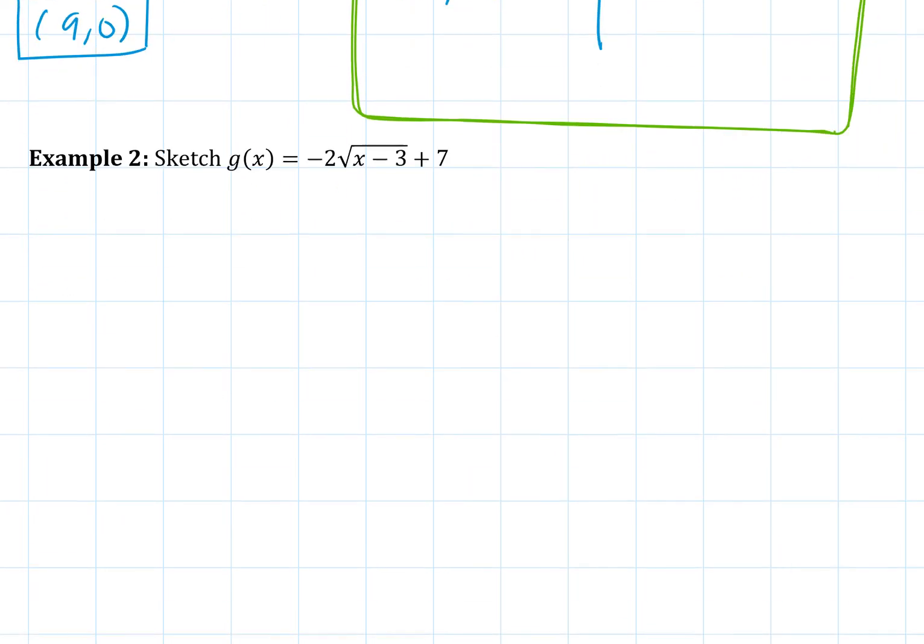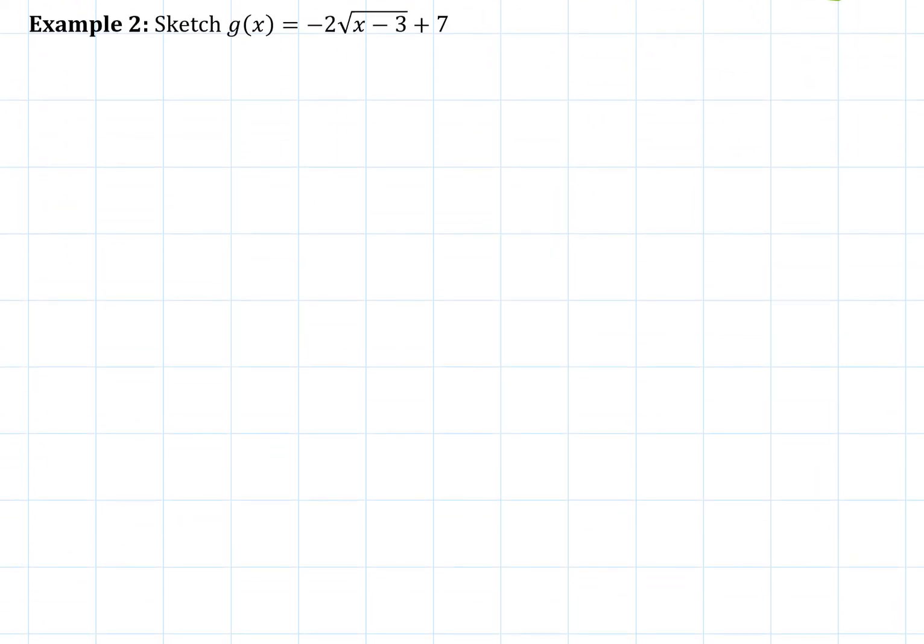Okay, example 2. We're going to do the same thing here and start with the vertex, hopefully without any errors this time. We have the vertex will be +3, +7. Again, it behaves the opposite way as you think it will, or the same way as you think it will.